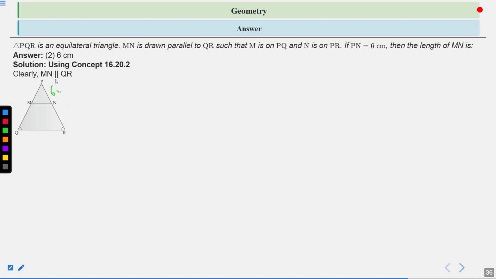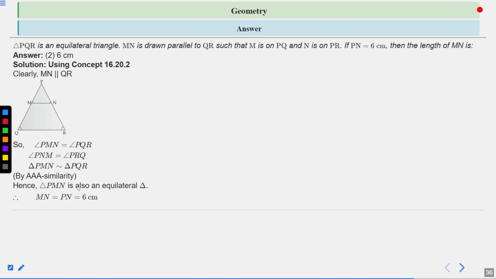So we can say that the angle PMN equals angle PQR. In the same way, angle PNM equals angle PRQ. Both angles will be equal. This angle equals this angle, and this angle equals this angle. And P is common. So we can say that both triangles are similar. So we get that triangle PMN and triangle PQR are both similar to each other. Now by the angle property, hence, triangle PMN is also an equilateral triangle.